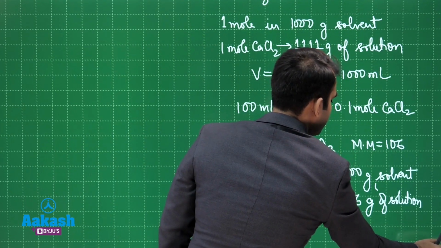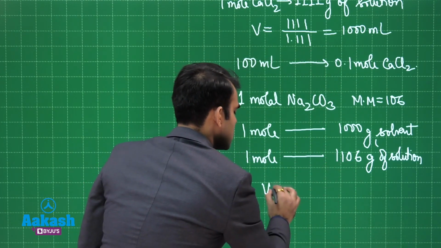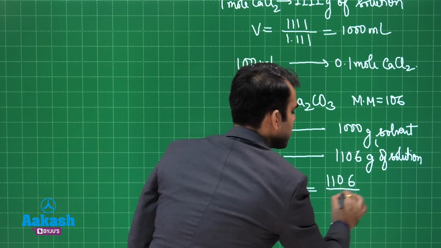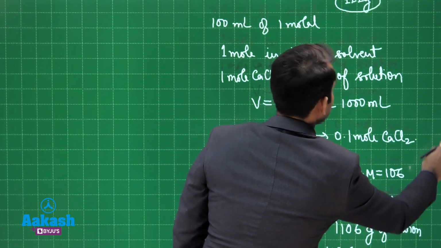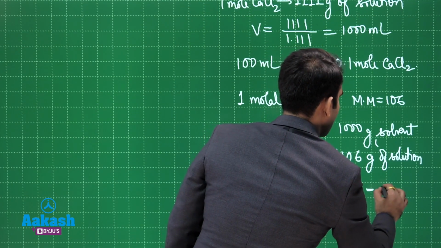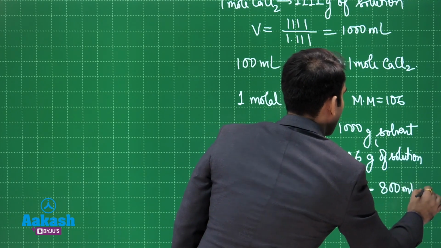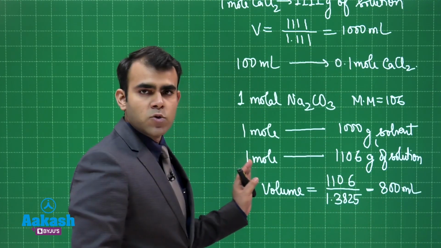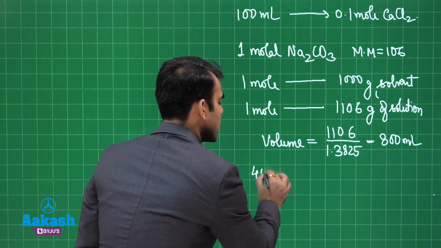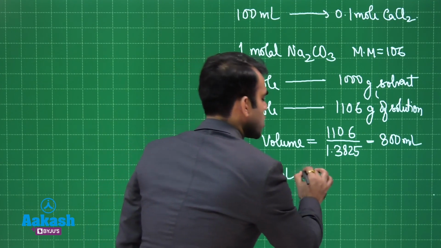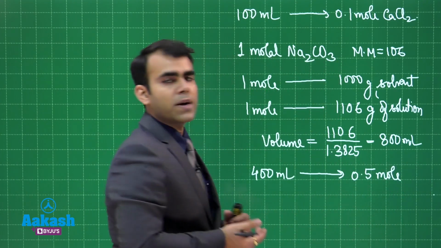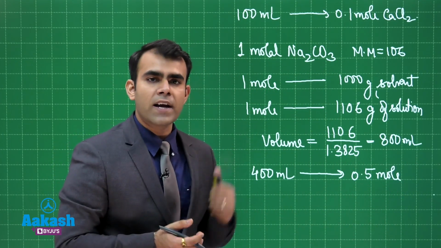And when I calculate the volume for this mass, volume is 1106 gram divided by 1.3825, and this comes out as 800 ml. Now 800 ml contains 1 mole, so I can say one thing, that I am having only 400 ml of solution, so I am having 0.5 mole of sodium carbonate. So we know the moles of sodium carbonate and calcium chloride.